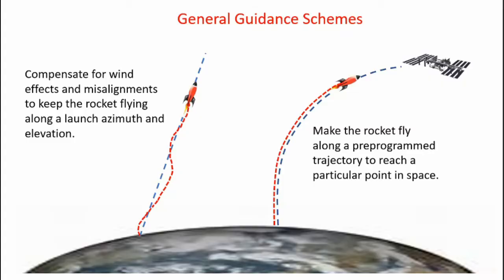Rockets are guided for various reasons. The two primary reasons are, number one, to compensate for wind effects and mechanical misalignments in order to get the rocket to land in the desired area, or, number two, to make the rocket fly to a desired orbit or point in space.